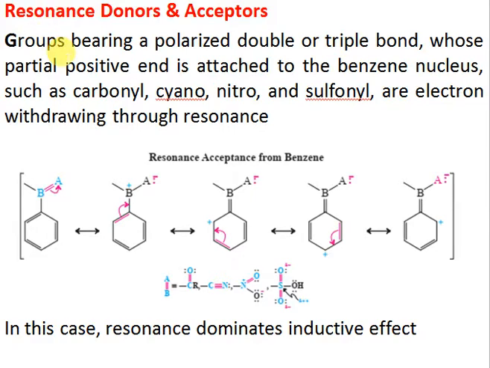Right. So now we have groups that have a polarizable double or triple bond whose positive end is attached to the benzene ring. Again, we have the carbonyl system, and the cyano, nitro, and sulfonyl groups. These groups are electron withdrawing with respect to the inductive effect. These groups are also electron withdrawing with respect to the resonance effect, right? So here, although the inductive effect and resonance effect are on the same side, the resonance effect will dominate over the inductive effect. The inductive effect will not be that significant as compared to the resonance effect.